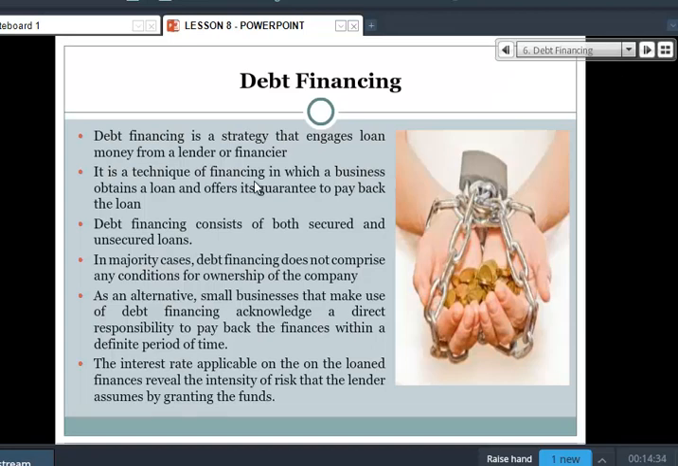Debt financing is a strategy that engages loan money from a lender or financer. It's as it is in the picture. You are getting money from a debtor, or from the bank, or from a loan, or from a family, but this money is still not yours. You still have some barriers on this money. You still have some obstacles.